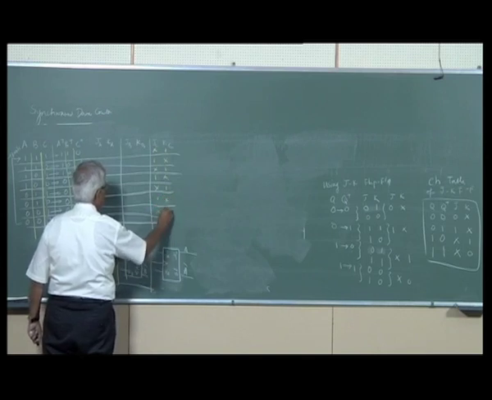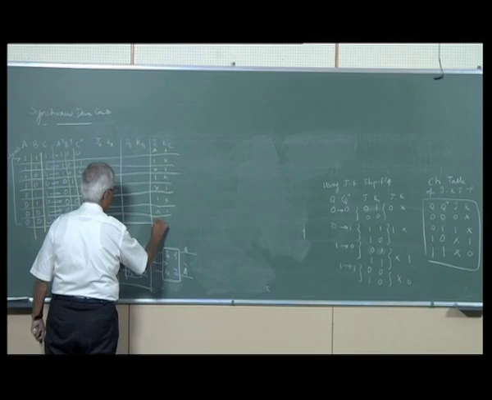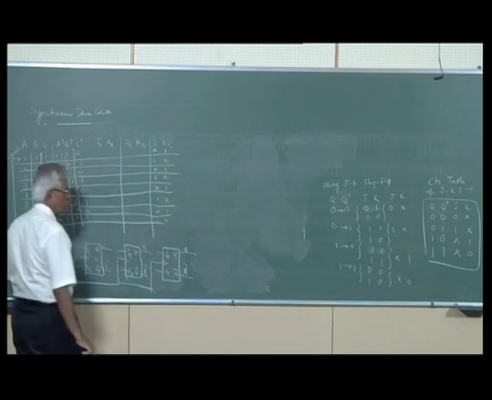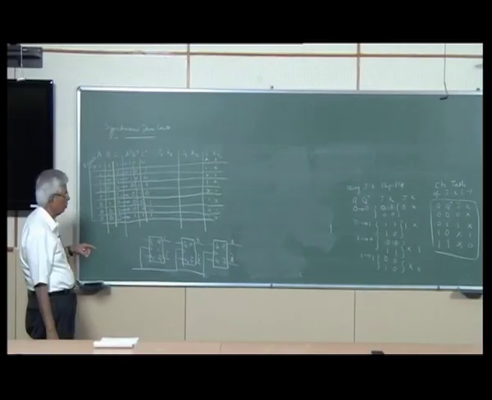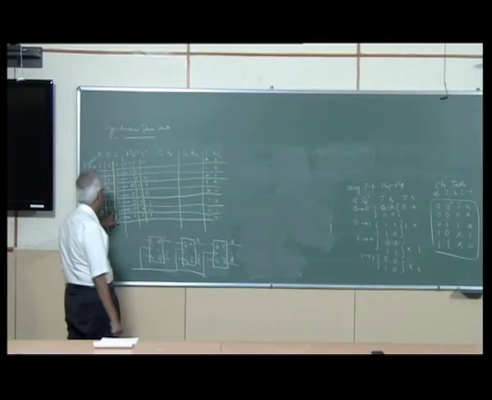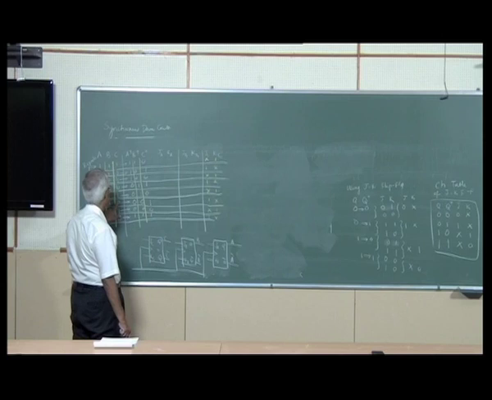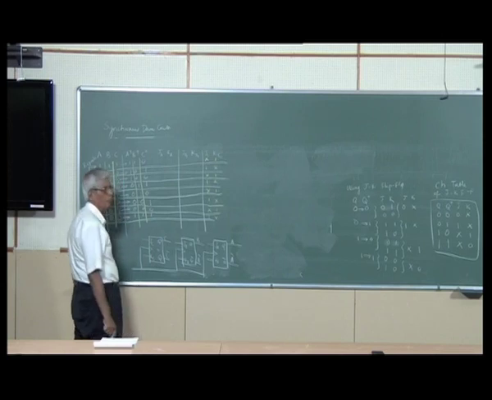1, 1 don't care. Is that right? 0 to 1 would be 1 don't care, 1 to 0 is don't care 1, 1 to 0, 0 to 1, 1 to 0, 0 to 1, 1 to 0, 0 to 1.